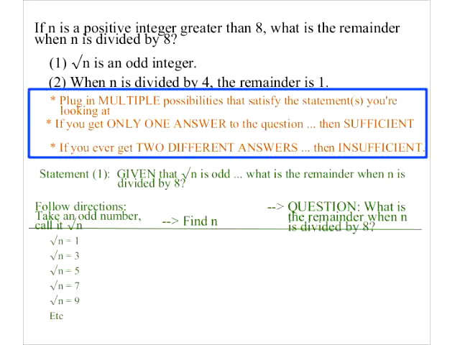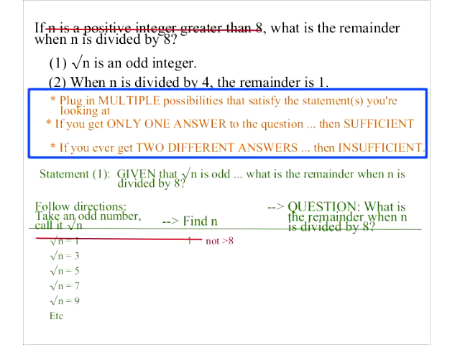So if square root n is 1, then n would be 1. Does this possibility count? Do we have to use this possibility? No, we don't, because it's less than 8. So remember, you still have to obey the conditions. Because the problem stipulates that n, not square root n, but n has to be greater than 8. So this possibility is gone because n is not greater than 8.